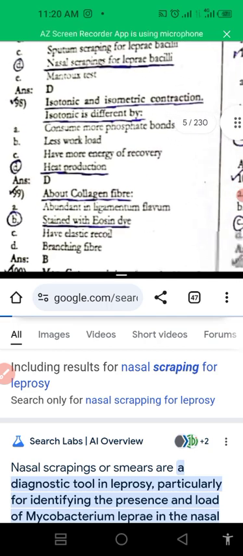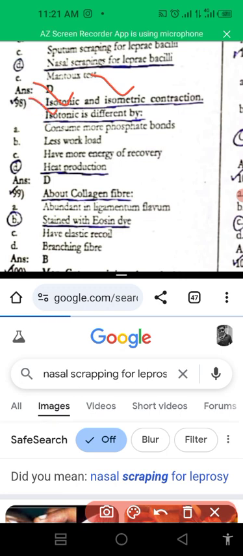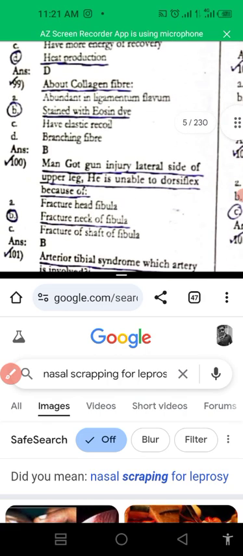Next question is isotonic versus isometric contraction. Isotonic is different by heat production. Another one is about collagen fibers that are stained with eosin dye, while others are not. So you have to memorize this one.